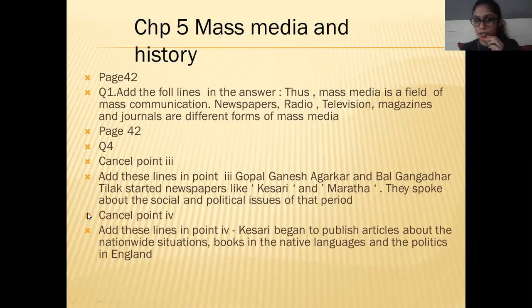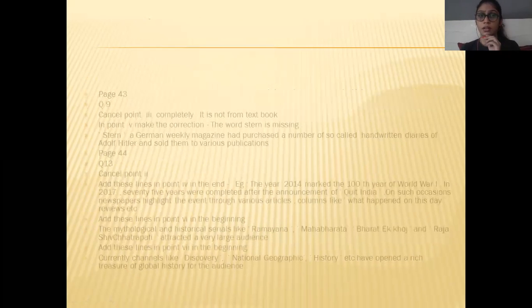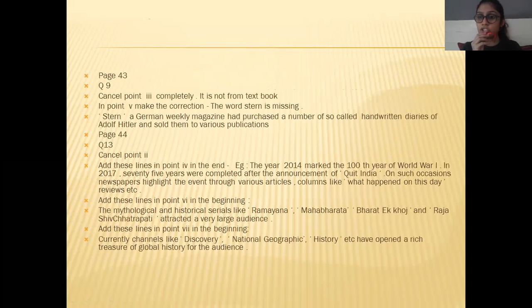Point 4 you are cancelling, and you are adding this point, that is Kesari began to publish articles about the nationwide situation in native languages and the politics in England. Now, on page number 43, question number 9. Cancel the 3rd point completely because it is not from our textbook. As we all know, from the boards only those points are accepted which are given in the textbook. So cancel point number 3 completely.